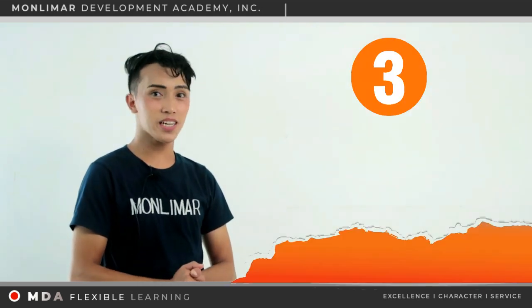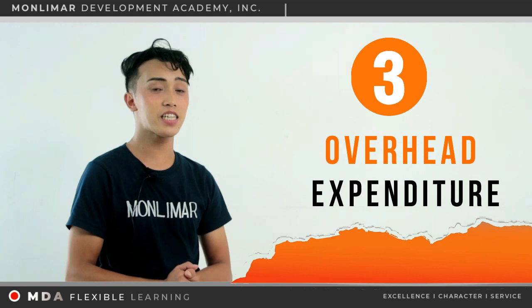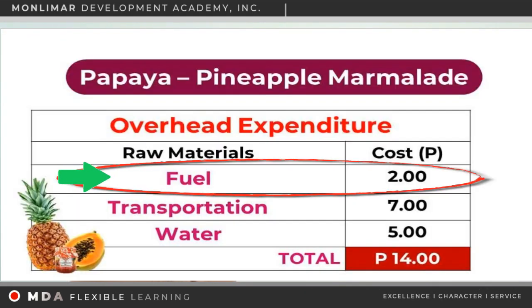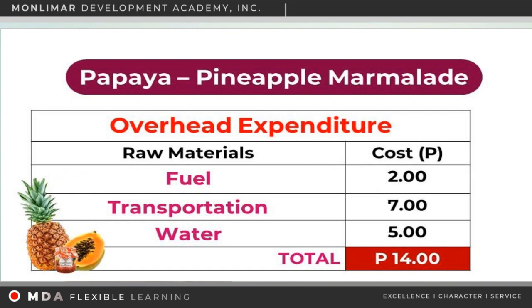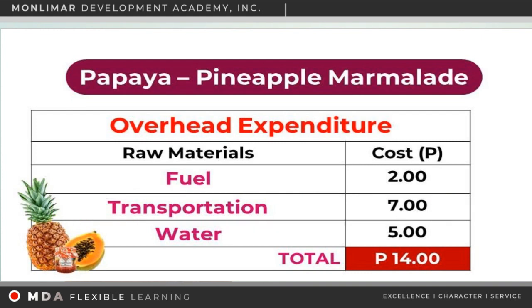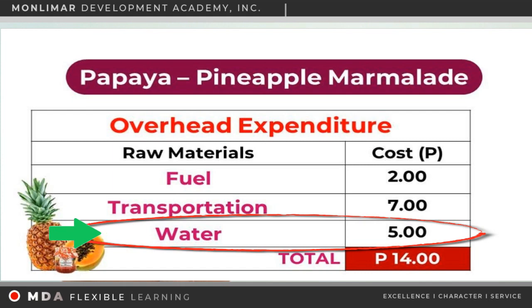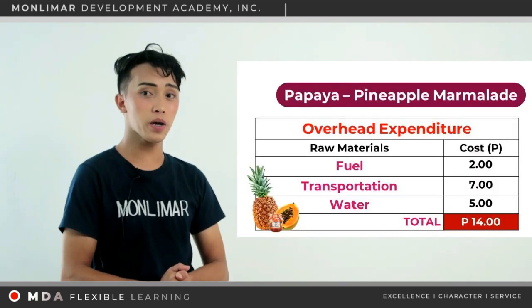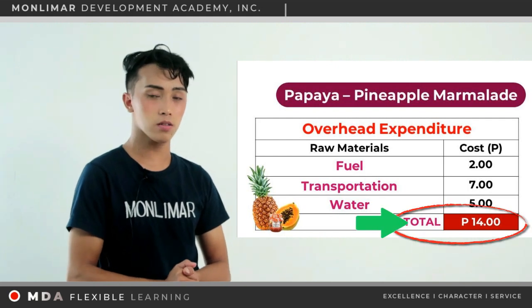The third component that we need to consider is the overhead expenditure. In this product, we need fuel or LPG for cooking, and let's say it costs 2 pesos. Next is transportation. Let's say it costs 7 pesos. And lastly, the water. It costs 5 pesos, for example. And the total for the overhead expenditure is 14 pesos.